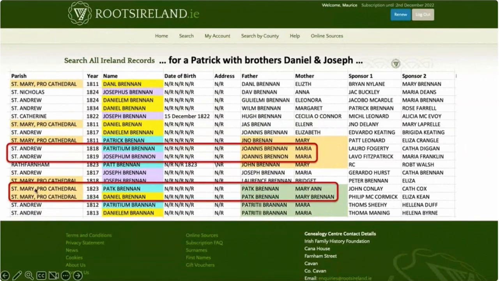There was also a Patrick and a Daniel, born in St. Mary's Pro Cathedral, in 1823 and 1834, to a Patrick and a Mary or Marianne. And there was a third family that had a Patrick and a Daniel baptized in St. Andrew's Church, to a Patrick and Mary, and again, very common names. So there was no family that had all 3 boys associated with the same baptism church and the same parental names. So again, unfortunately, the documentary evidence was not definitive in terms of saying who was related to who.